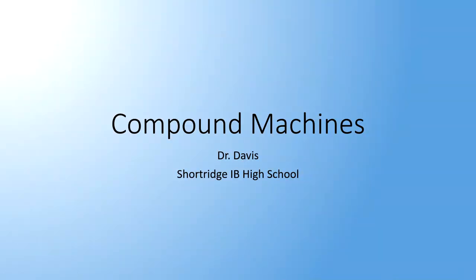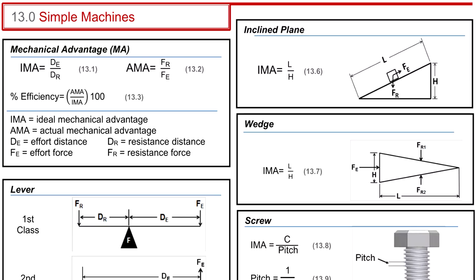All right, in this lesson, we're going to be looking at compound machines. And all a compound machine is just more than one simple machine used together. All right, don't forget when you're doing your calculations, you do get to use your reference page so you don't have to memorize the formulas.